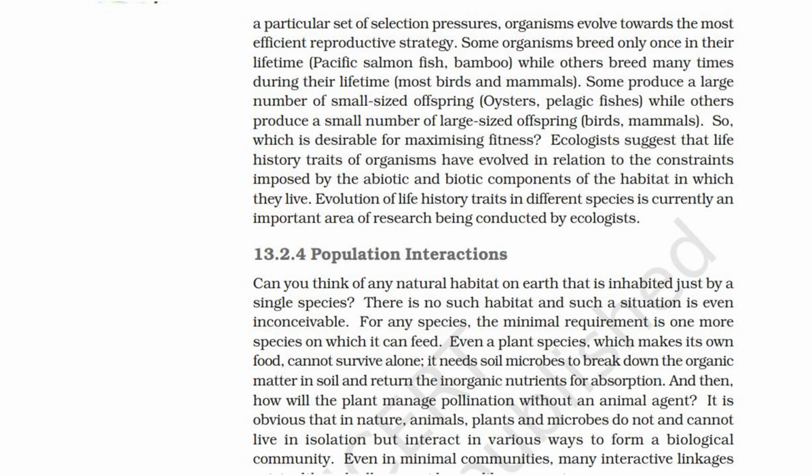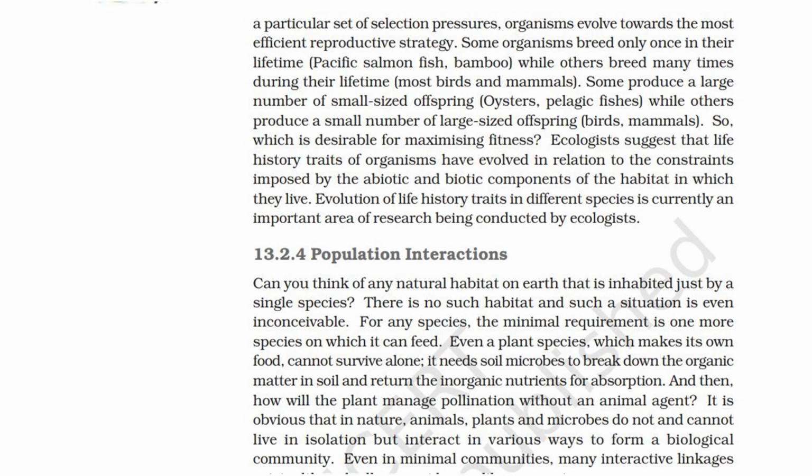Population interactions. Can you think of any natural habitat on Earth that is inhabited just by a single species? There is no such habitat, and such a situation is even inconceivable. For any species, the minimal requirement is one more species on which it can feed. Even a plant species, which makes its own food, cannot survive alone. It needs soil microbes to break down the organic matter in soil and return the inorganic nutrients for absorption.